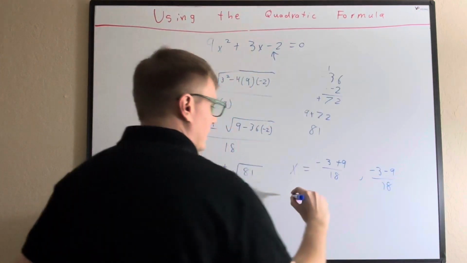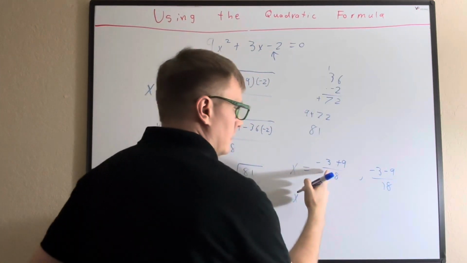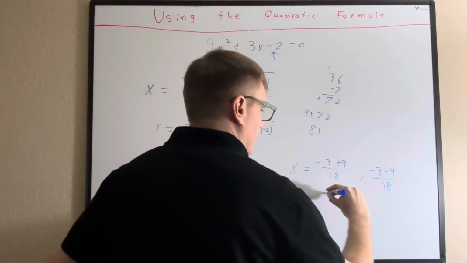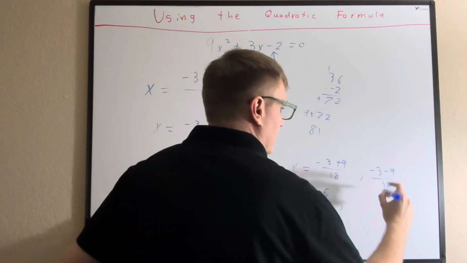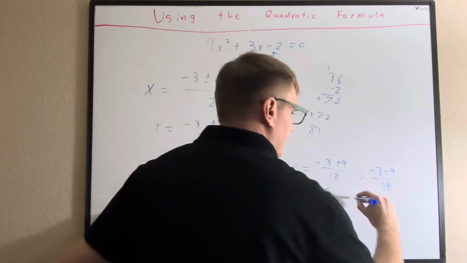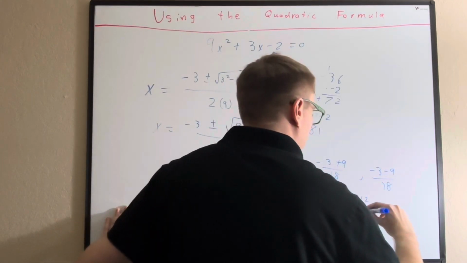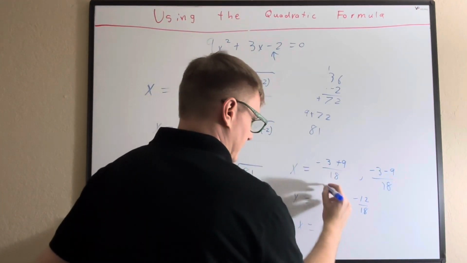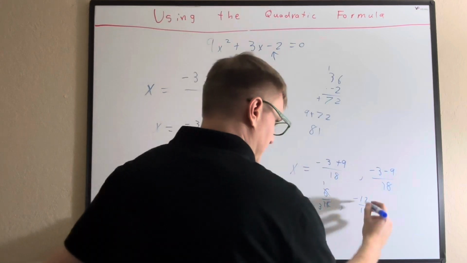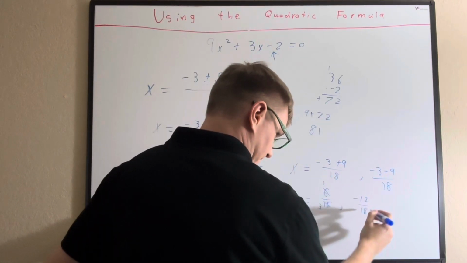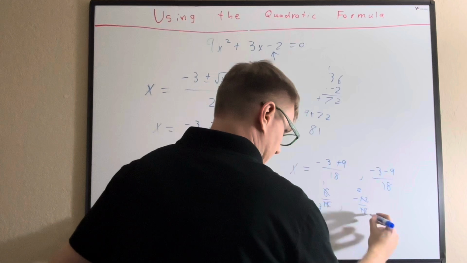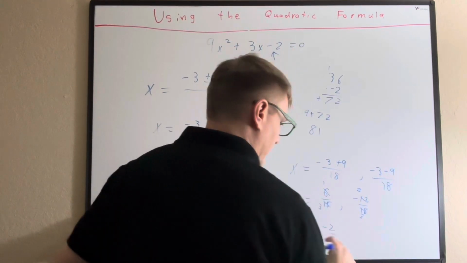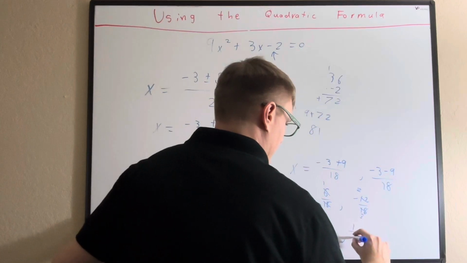Okay, what do we got? -3 plus 9 is 6 over 18. -3 minus 9 is -12 over 18. You can simplify those, right? Divided by 6 is 1, divided by 6 is 3. Divided by 6 is 2, divided by 6 is 3. So negative 2/3, put the lowest one first, and 1/3.